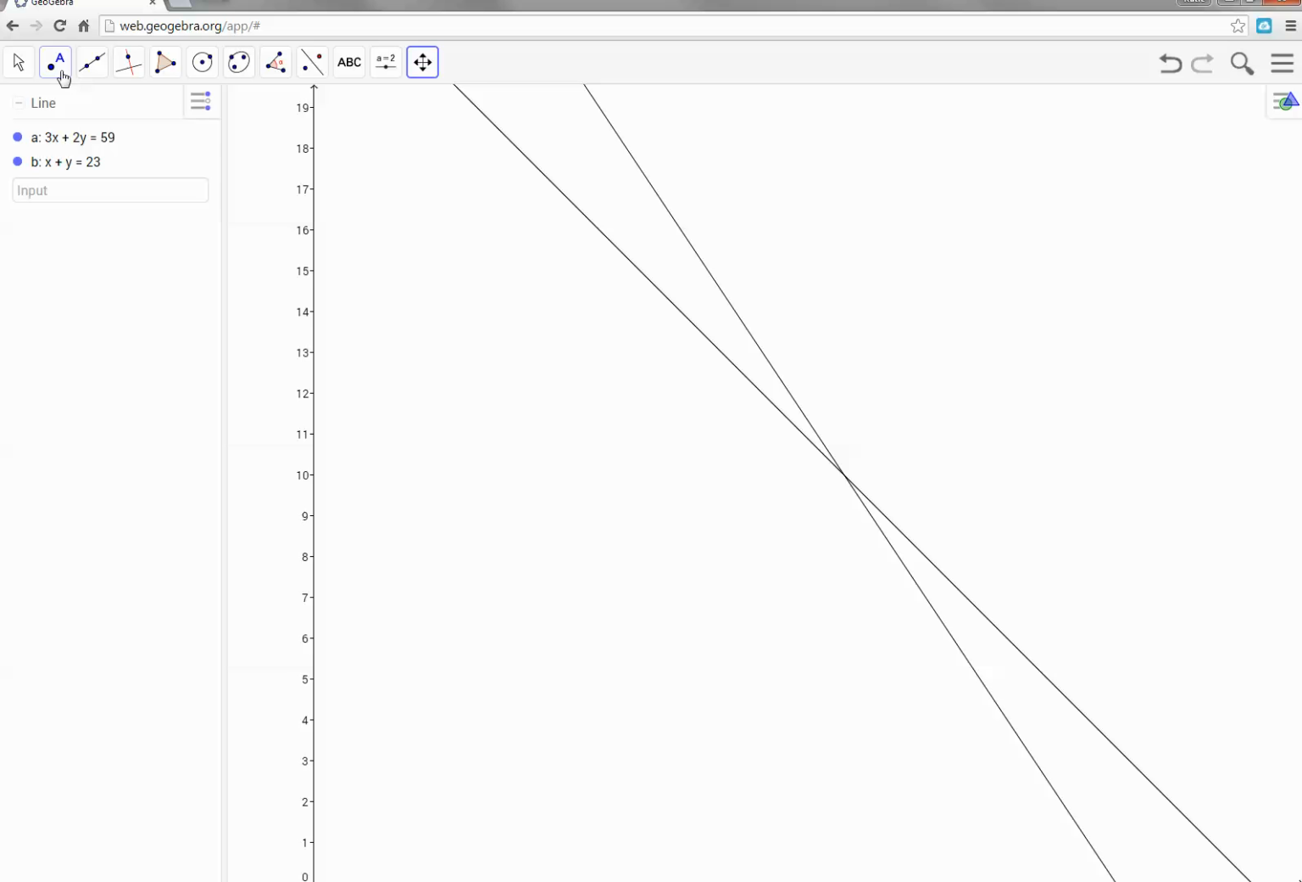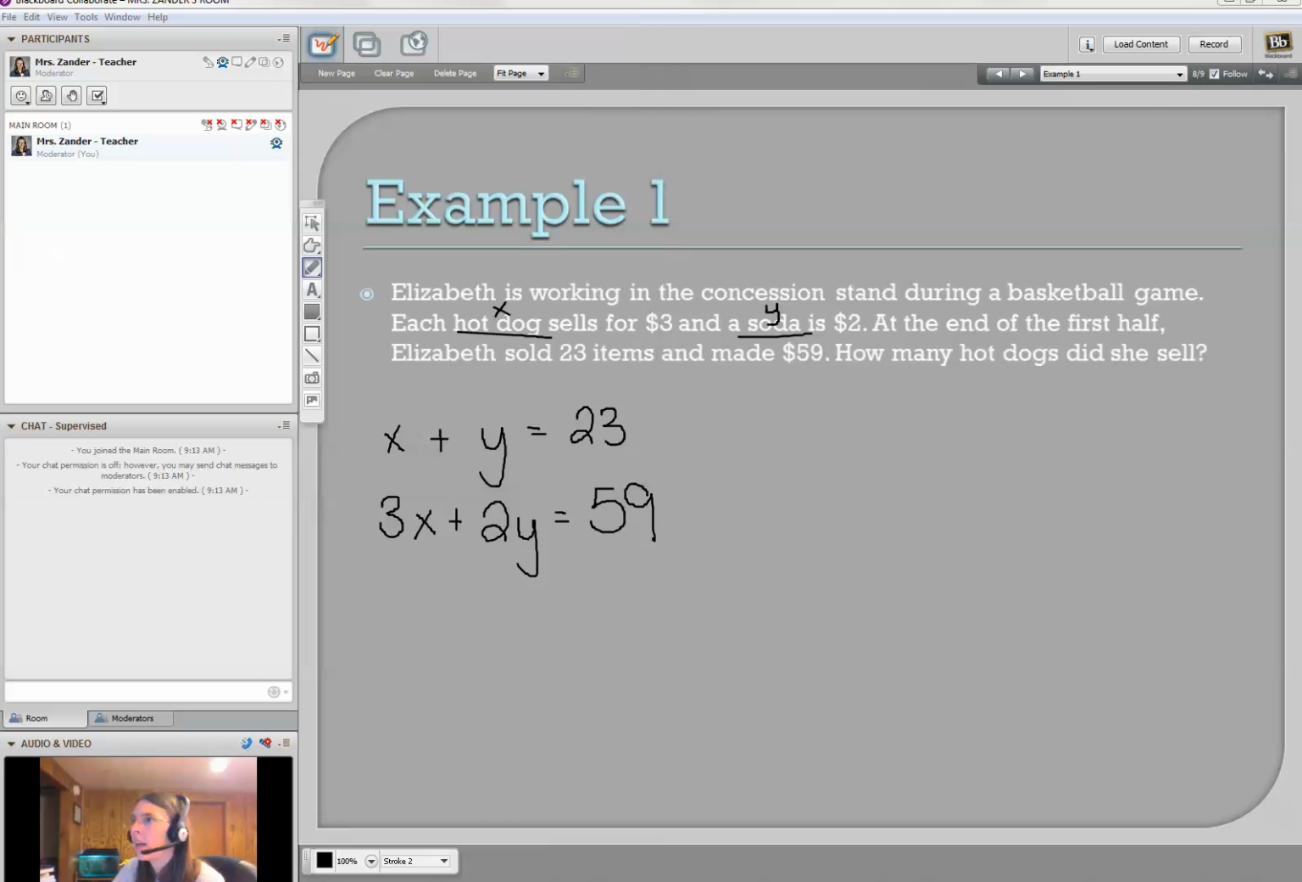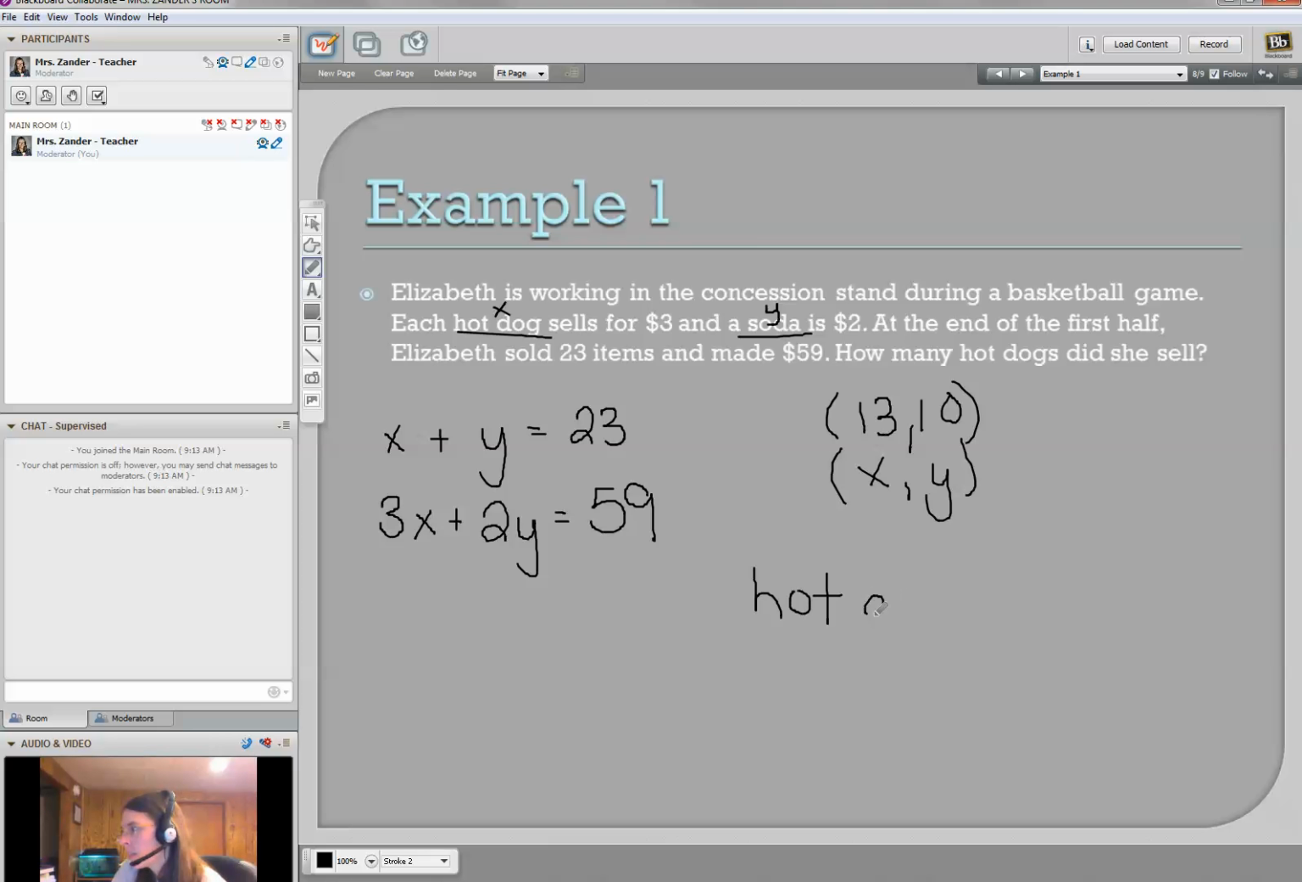I'm going to use the more accurate approach, and I'm going to find the actual intersection of those two lines. So we'll find the intersection of line A and line B, and we notice that it intersects at the point (13, 10). So what does that mean? What does (13, 10) mean for our solution? If I come back here, I got the point (13, 10). But remember, our points are always labeled x, y. So x represented the hot dogs. So she sold 13 hot dogs and she sold 10 sodas.